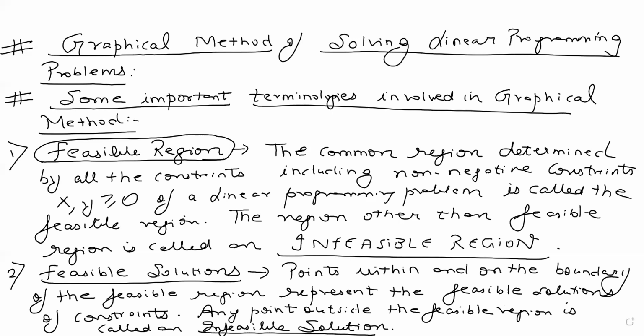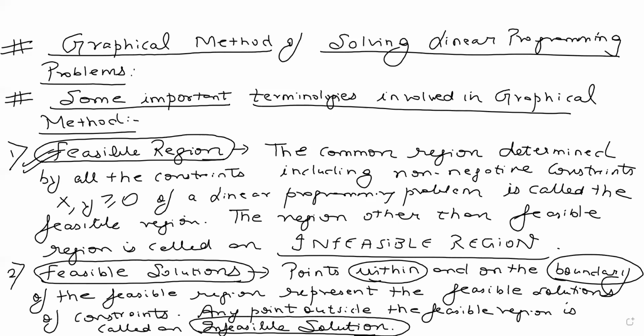So guys, feasible solutions will only lie within the feasible region. I repeat, feasible solutions are going to lie within the feasible region. They can either be in the interior of the feasible region or on the boundary of the feasible region. But all the points which are outside the feasible region are infeasible solutions.